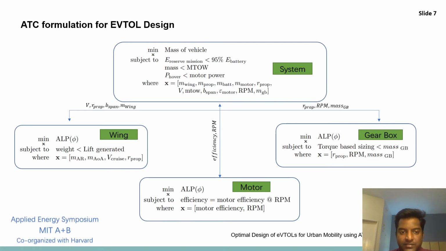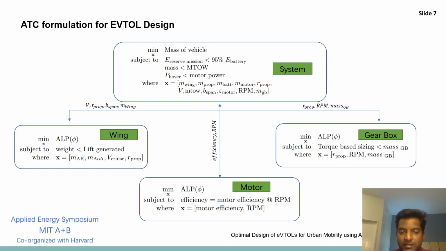So the detailed formulation for this problem is shown in this picture here. Here we see that there's a system level objective function where we are trying to optimize for the mass of the vehicle, subject to a few constraints. The first constraint is that the energy that it consumes for the reserve mission must be less than 95% of the energy that is stored in the battery, and the mass of all the components put together must be less than the maximum takeoff weight of the aircraft. And finally, the power that is required during the ascent phase must be less than the motor power.